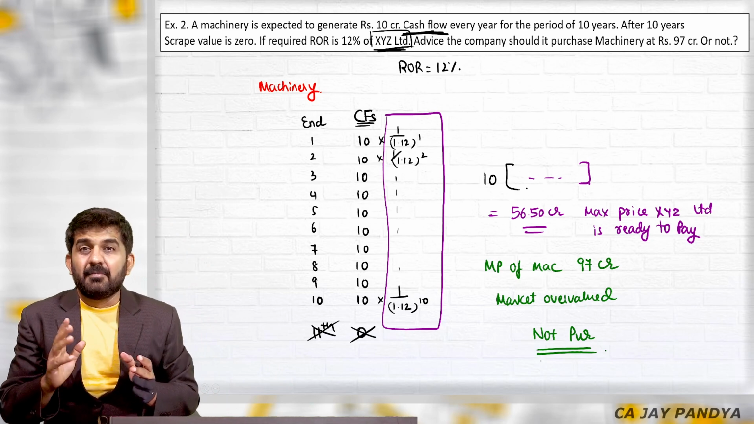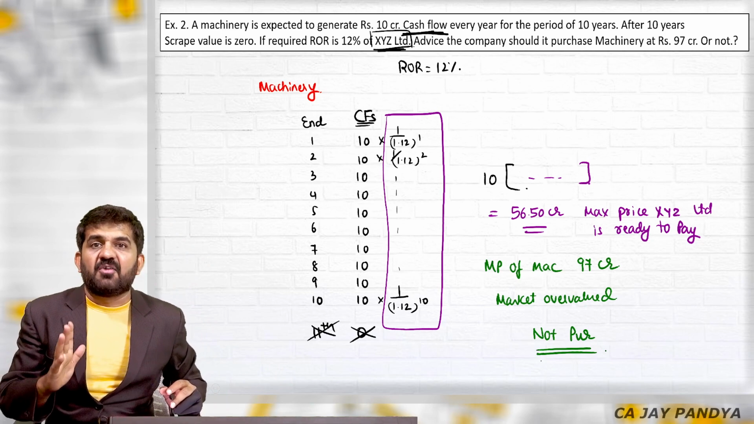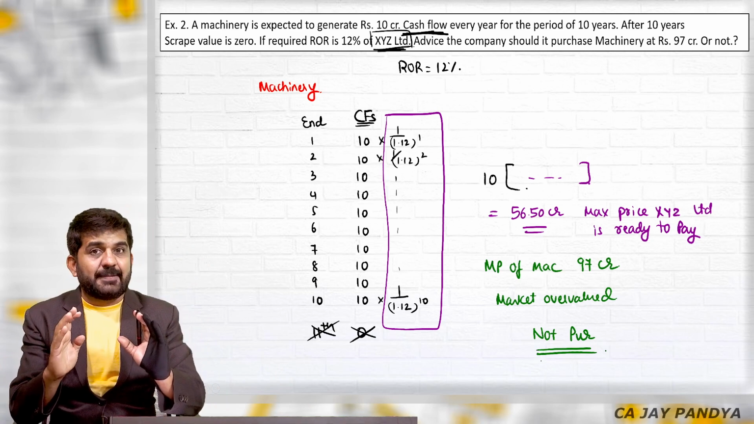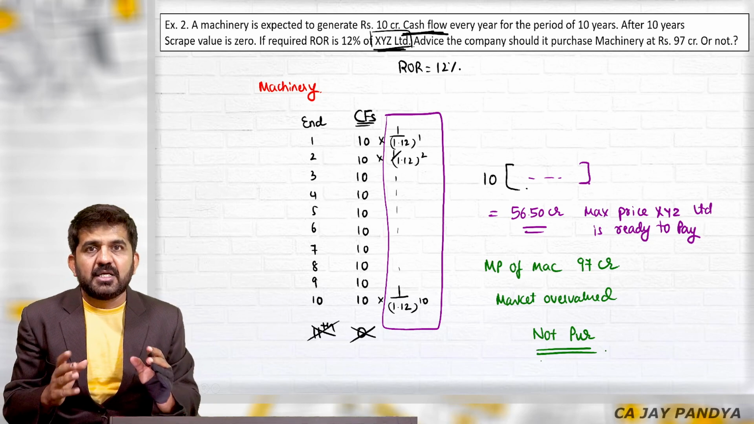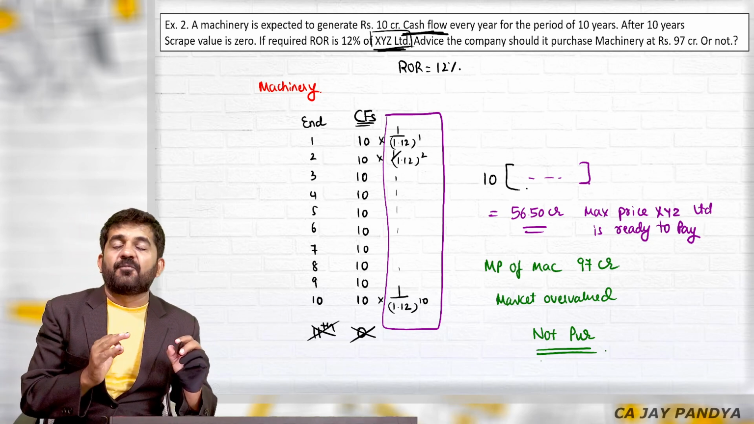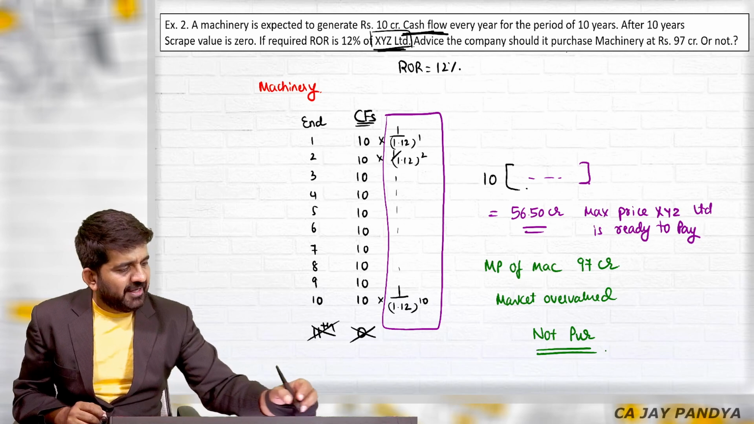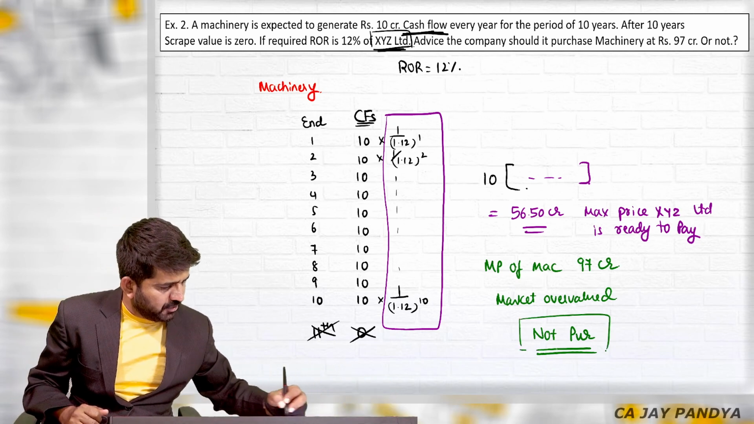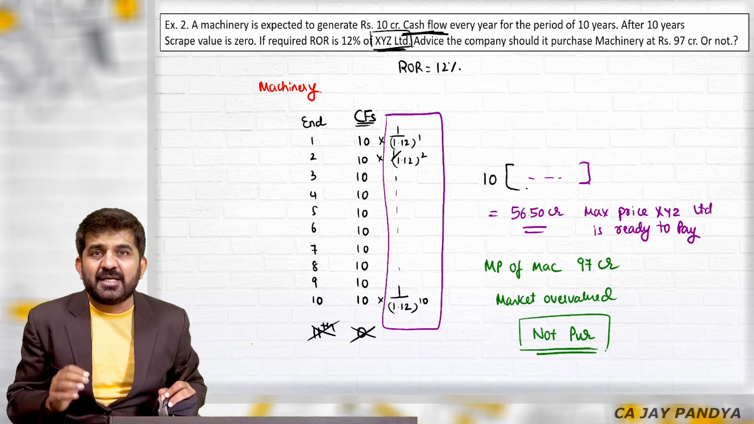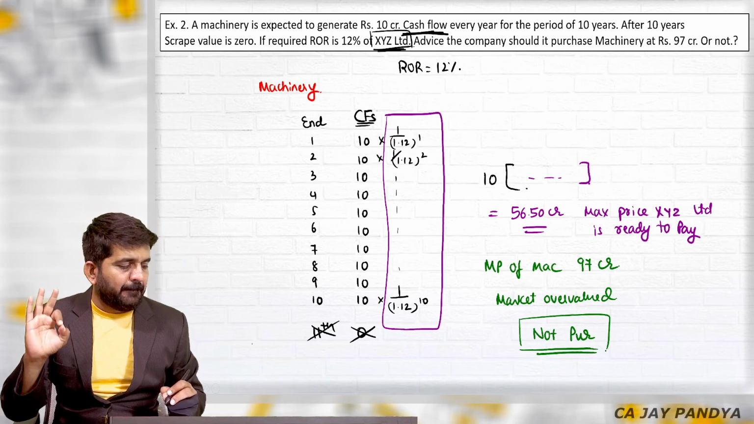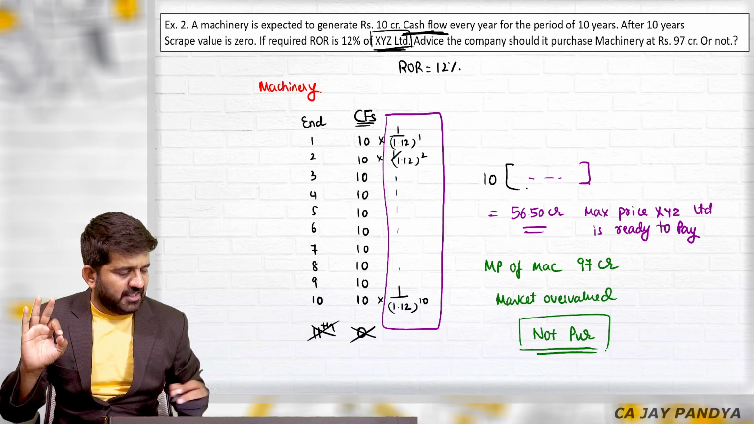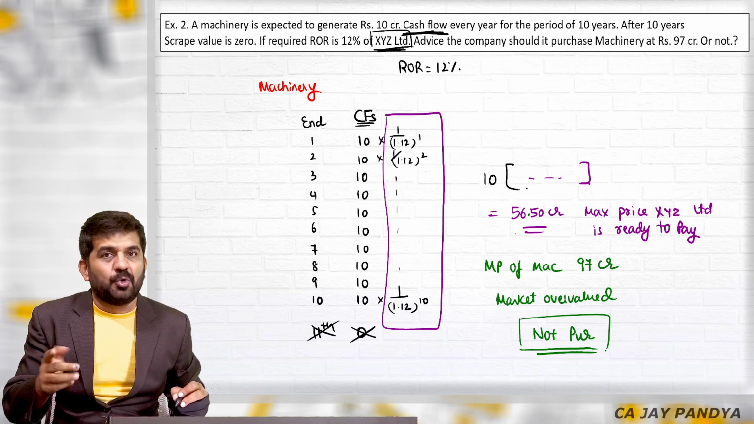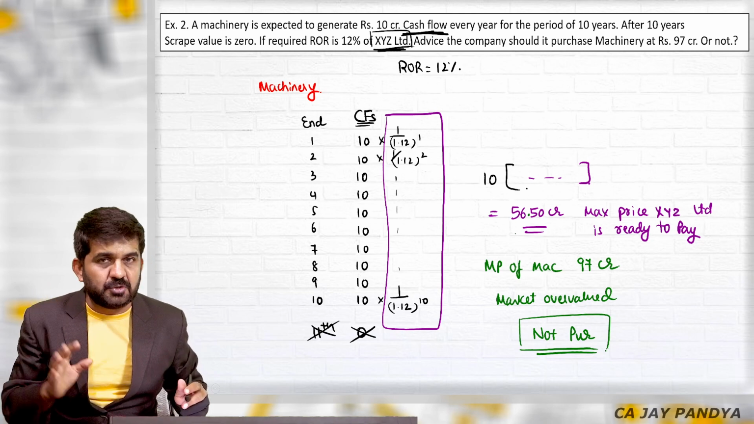Believe me, this is the question of capital budgeting where we have found out NPV. But right now, just understand the concept of valuation in finance. That is the present value of future cash flow. Advise the company, should it purchase the machinery at 97 crores or not? We have advised the company should not purchase. The company should maximum pay 56.5 crore rupees for this machinery. At 97 crore, the company should not purchase this machinery.